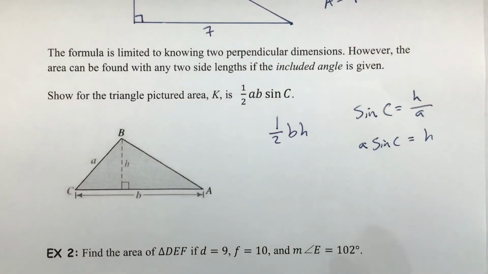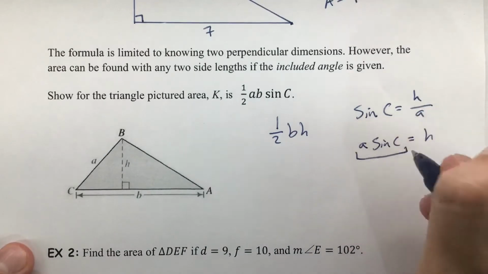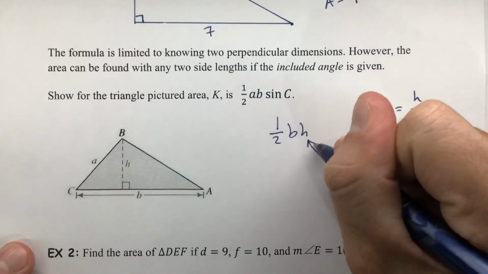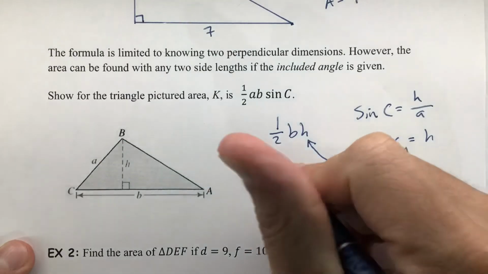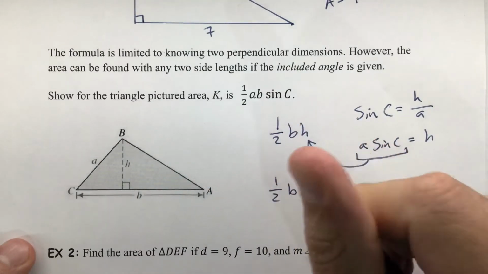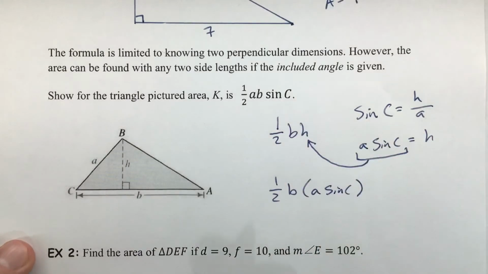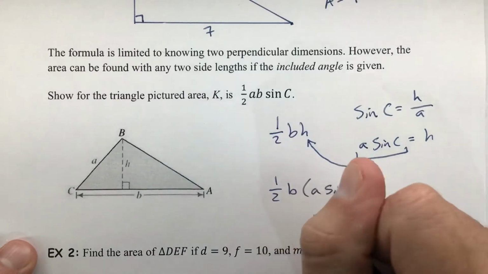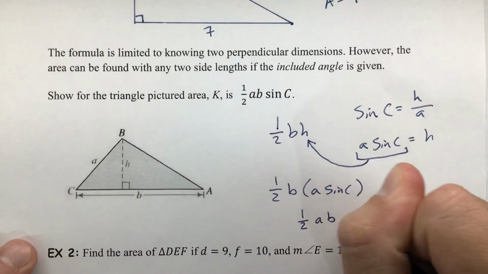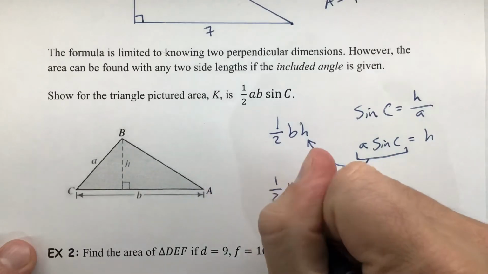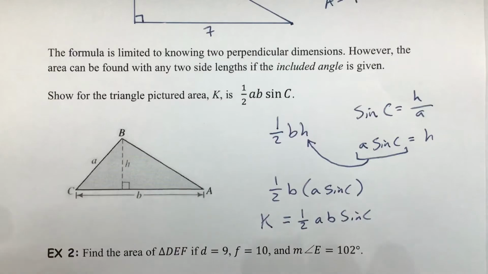So real quickly, I solved for H, and I want to use that to substitute for the H that we have in the original formula. So now I've got 1/2 B times A sine C. If I move things around a little bit, because all this really is multiplying, it's 1/2 times B times A times sine C, we get 1/2 AB sine C. And for this, we traditionally use the letter K to represent the area. Don't know the reason for it, but that's just what we normally do.